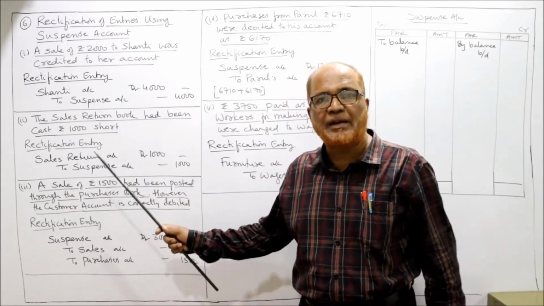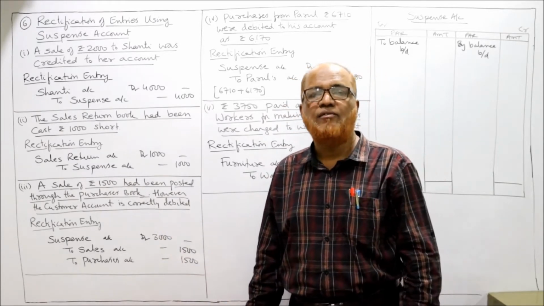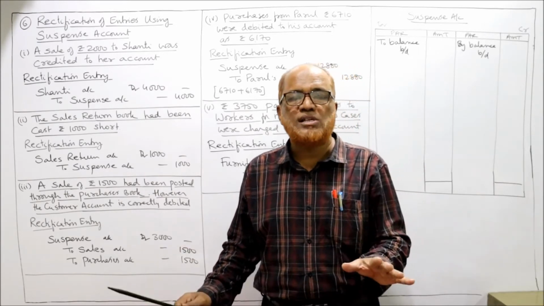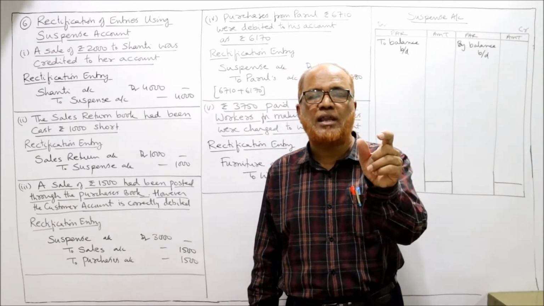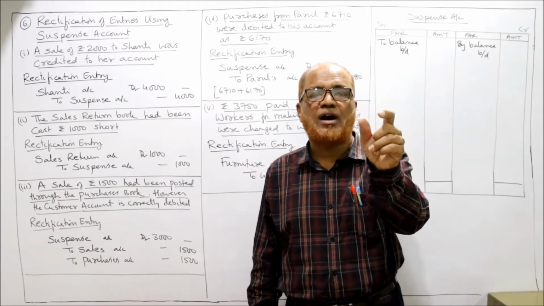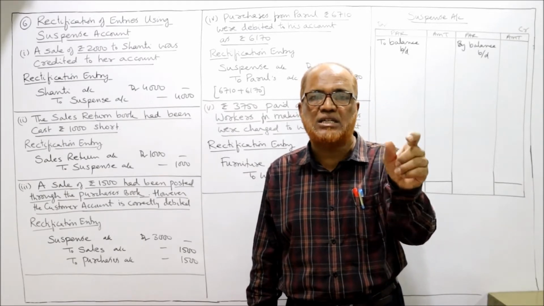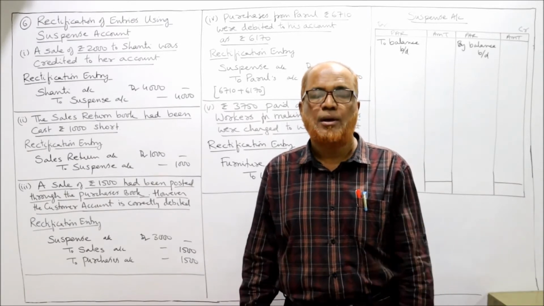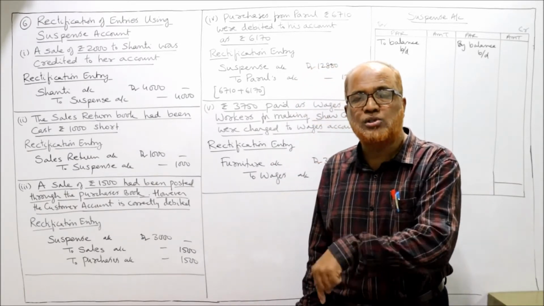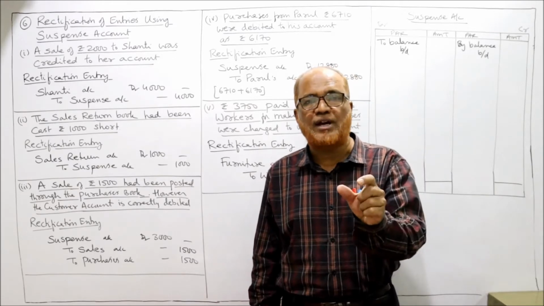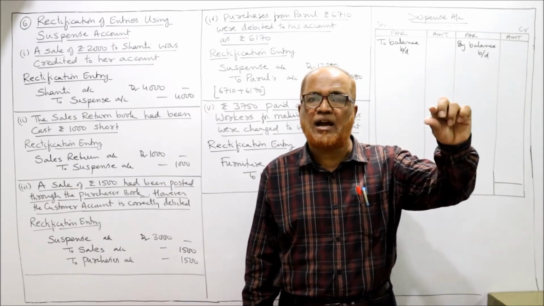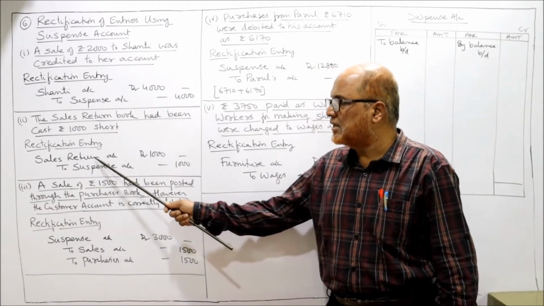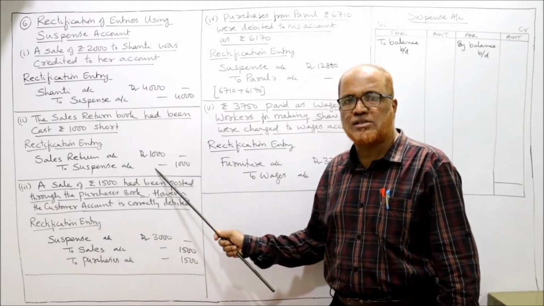Now, here on the debit side of sales return, we have taken less. How much less? 1,000. If there is no suspense account, we would have written the explanation: this error can be rectified by debiting sales return account by rupees 1,000. But here in this problem, it is asking you to use suspense account. So we pass the rectifying entry: sales return account debit to suspense account. You can see here, sales return account debit to suspense account.